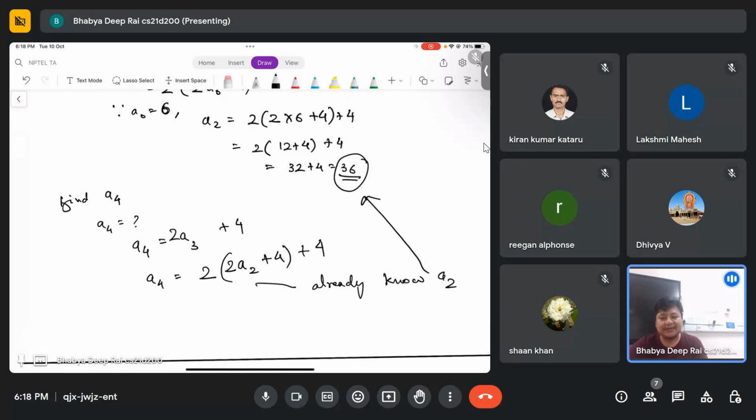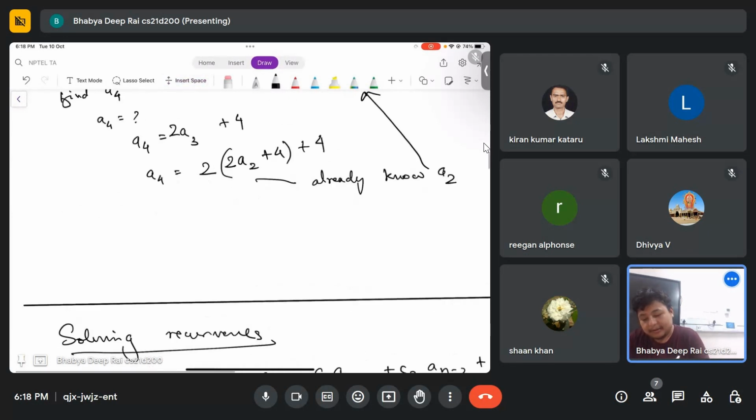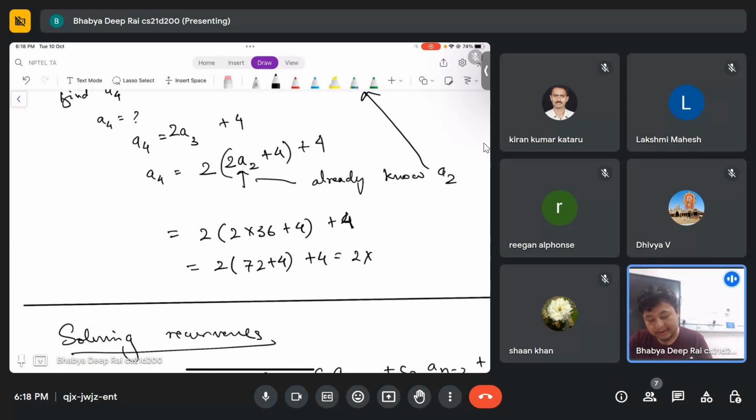We just showed that a2 is actually 36. So let's just plug in the value of 36. It should work, right? Because even if I expand this, I'm just going to get 36. So what I'll do is 2 times (2 times 36 plus 4) plus 4. So how much do I get? 2 times 36 is 72, plus 4, which is equal to 2 times 76 plus 4.